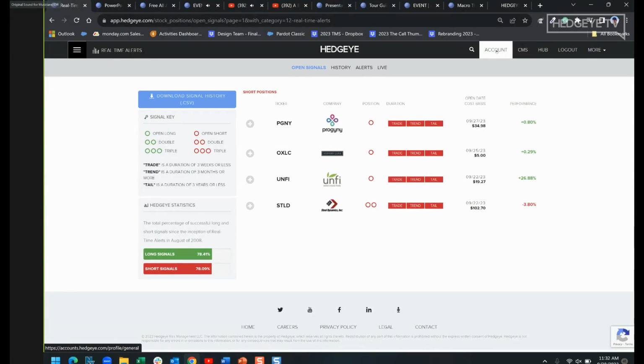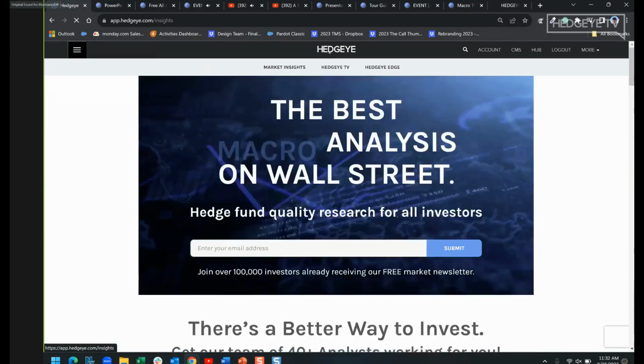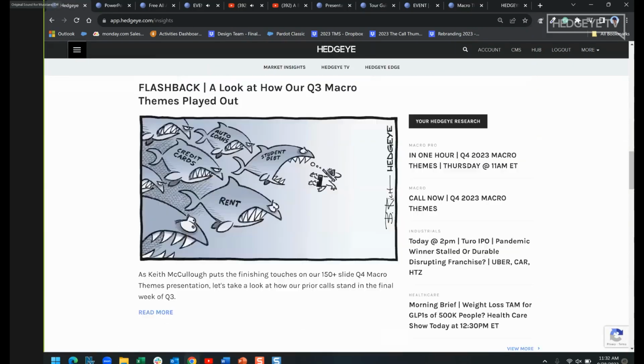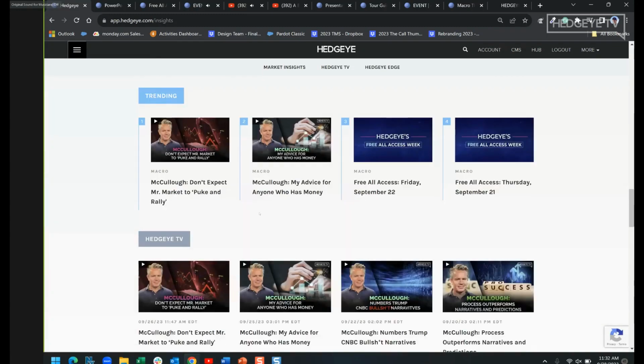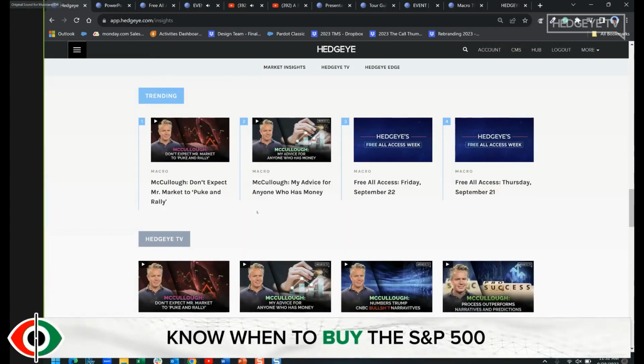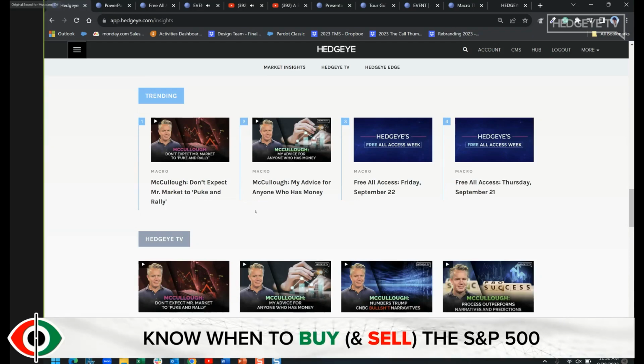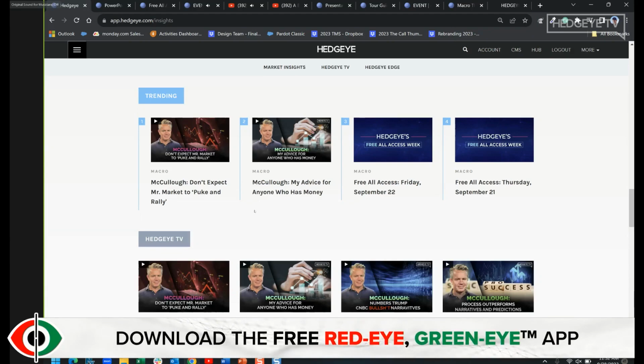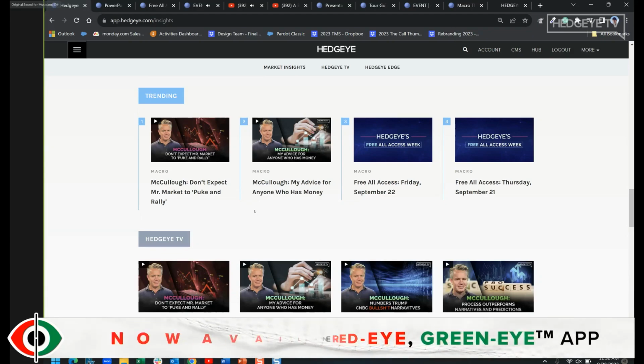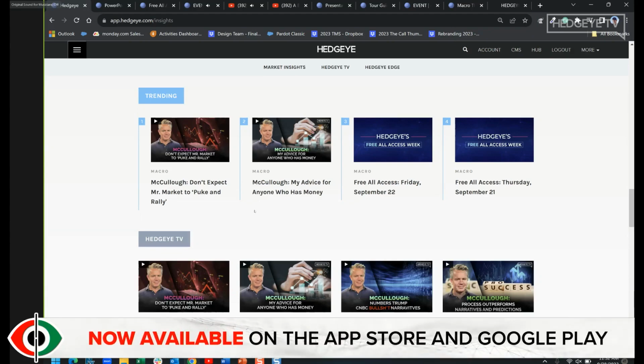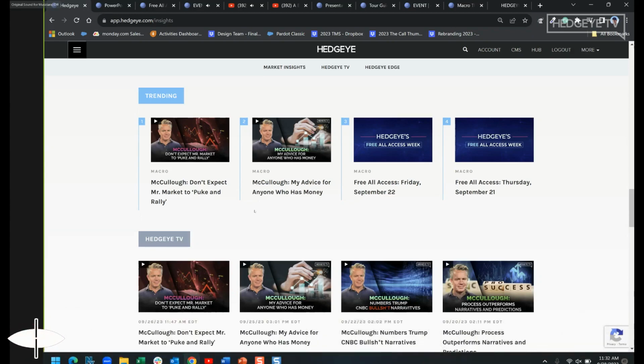I think the other piece that is important though is to highlight a couple of basically free things. So the Red Eye Green Eye app is a free app you can find in the Apple or Android store. Had about 5 alerts on that yesterday. It's at the bottom of the screen there. That's on the S&P 500, on SPY. Basically, it's Keith sharing the signal in terms of buy, snoozing, or sell. It's currently in sell mode.